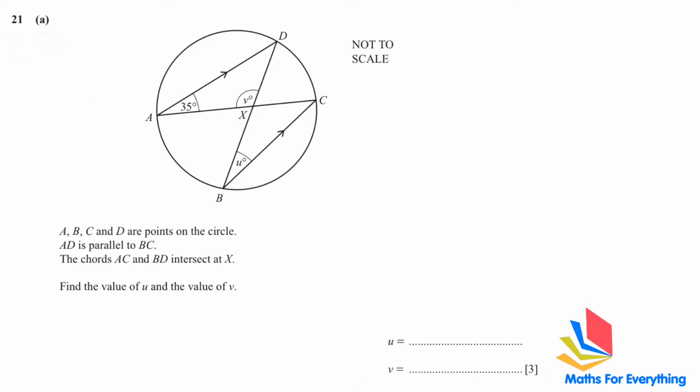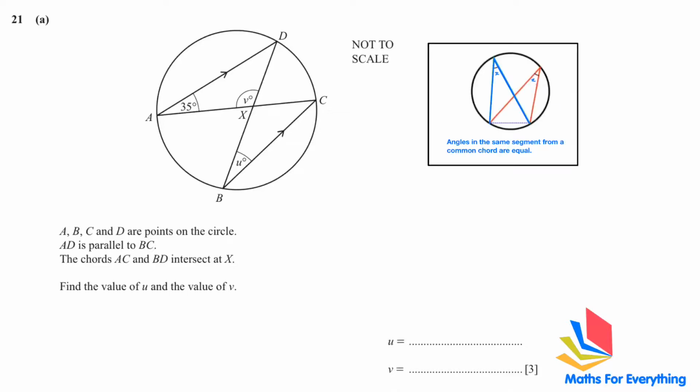Question number 21A. We have been given a circle and A, B, C, D are points on the circle. AD is parallel to BC. AC and BD intersect at X. Find the value of U and the value of V. So we need to apply the circle theorem rules here.